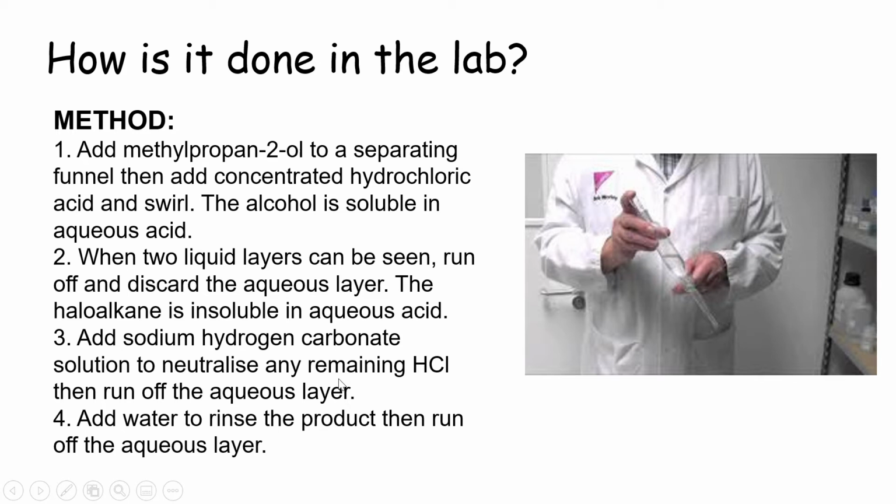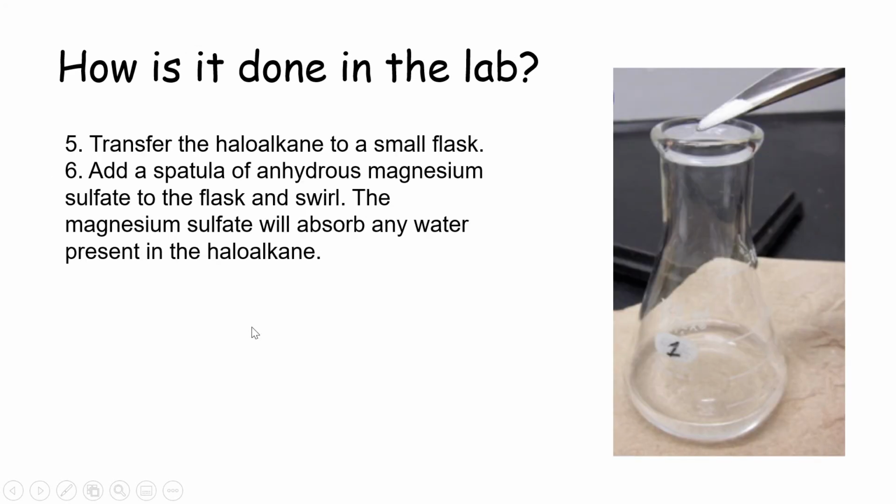Sodium hydrogen carbonate is added once the reaction is finished to neutralize any remaining HCl, and then the aqueous layer is run off. This process is repeated a few times, and finally water is added and shaken with the haloalkane, and then that aqueous layer is discarded once more. So we're left with the insoluble haloalkane layer.